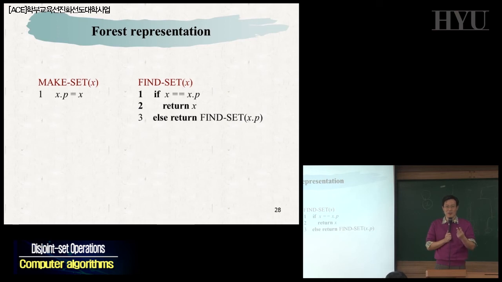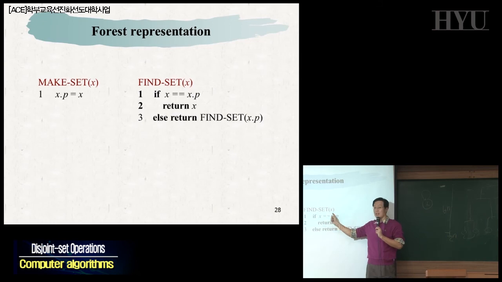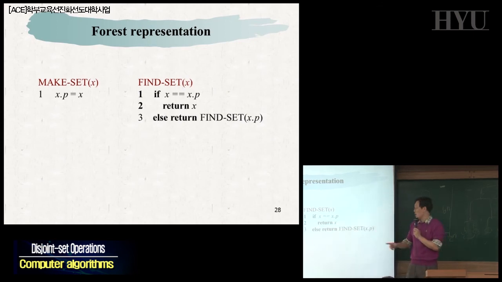Is this your second question or third question? Second, yes. Can you explain find set of X? We check if its parent is itself. If it is, we return X as a parent. Otherwise, we recursively call find set X with its parents.